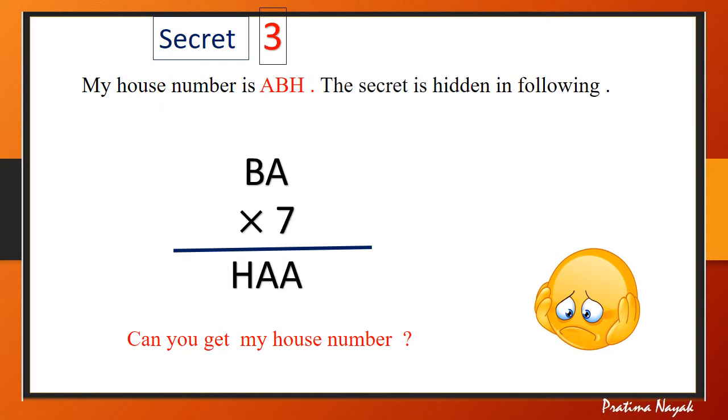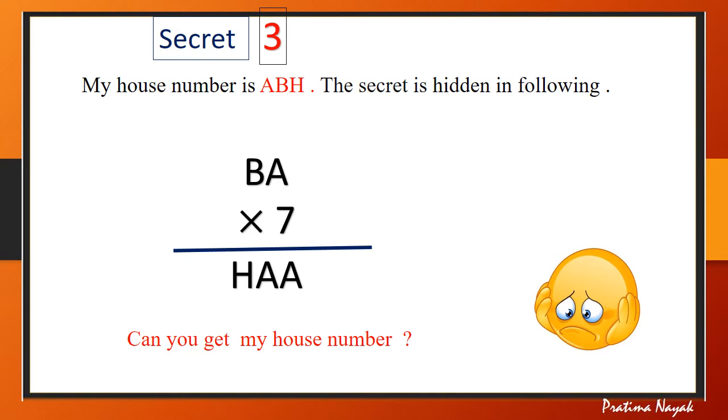Secret 3: my house number is ABH. The secret is hidden in the following operations. BA multiplied by 7 gives HAA. Can you get my house number? So try.